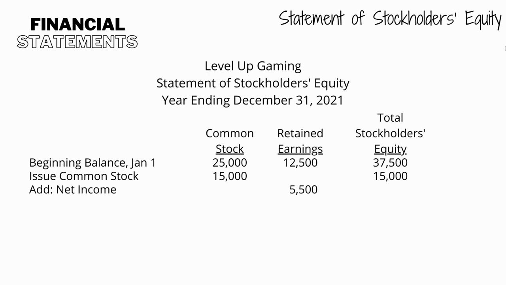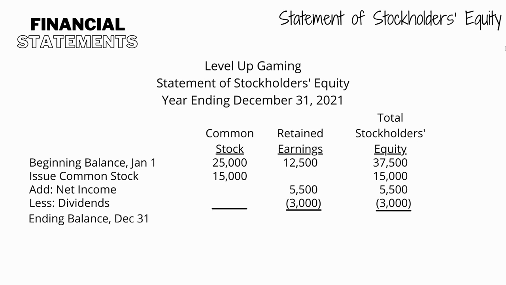Next, we add net income. This has no impact on common stock, but increases retained earnings, therefore increasing our total stockholders' equity. Next, we take out dividends. This reduces retained earnings by $3,000 and reduces total stockholders' equity by $3,000.